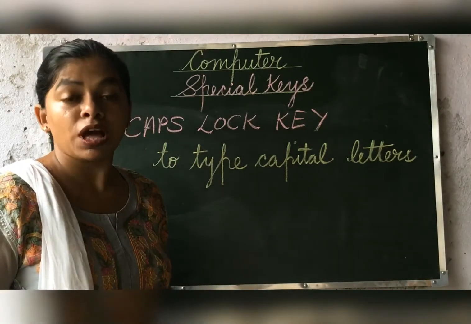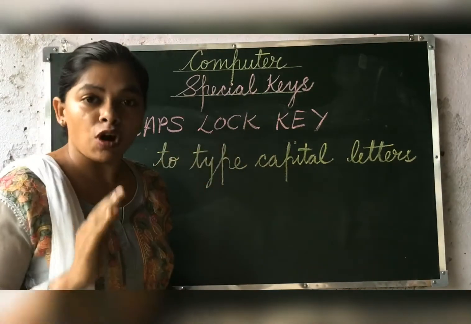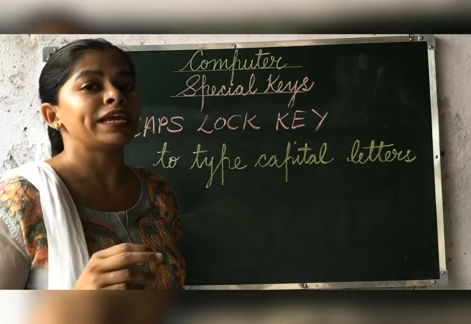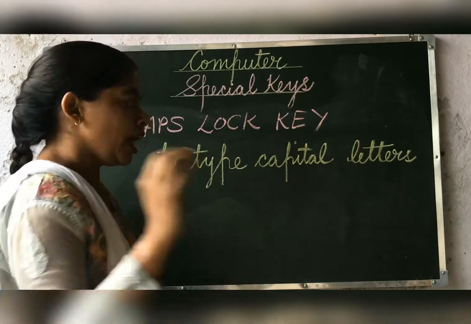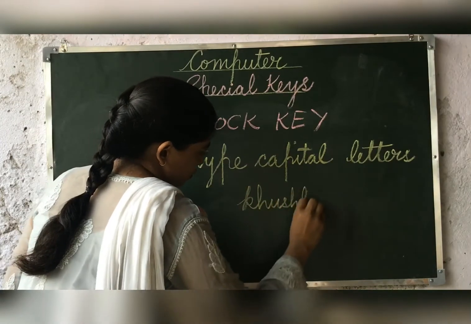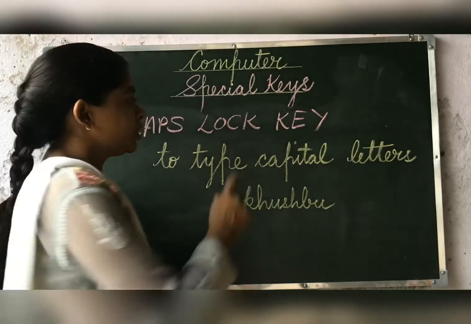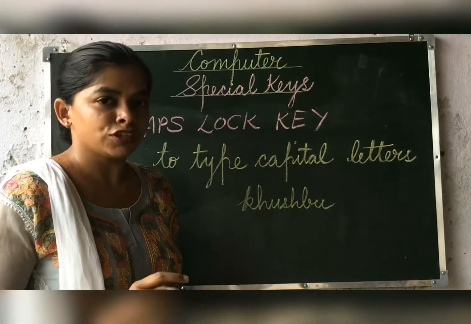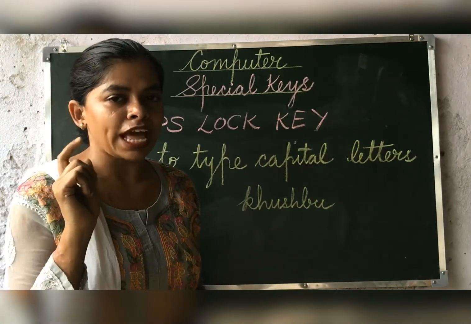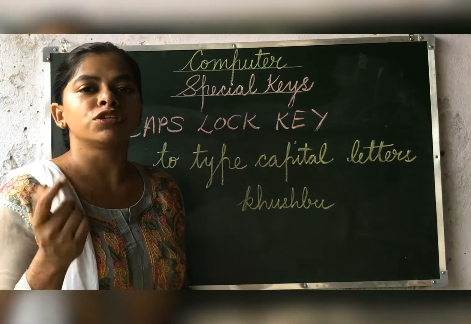My name is Khushbu, and now children, I have not turned on the caps lock key. So if I do not turn on the caps lock key, my name will be written in small letters. How will my name be written? My name will be written in small letters. Now children, when you turn on the caps lock key, there is one small light on the keyboard that will also turn on, and when you turn off the caps lock key, that light will also turn off.